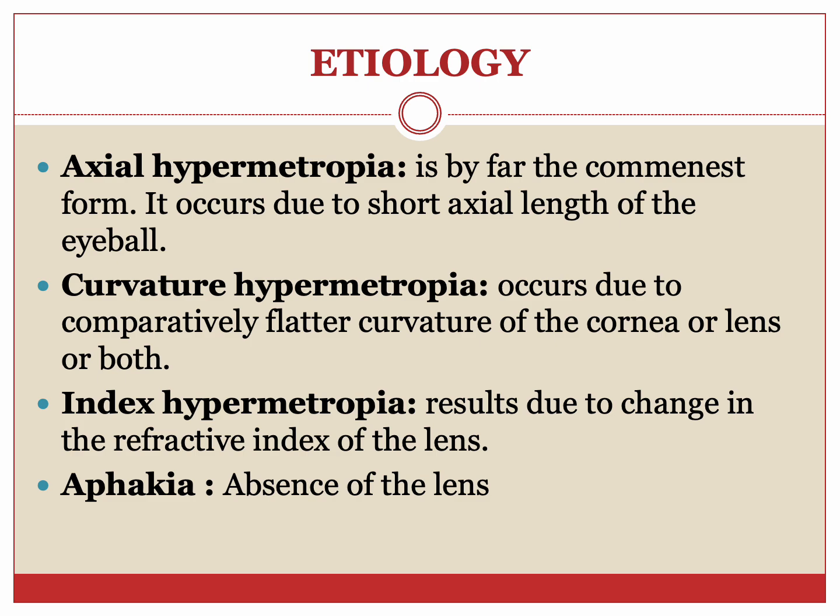In curvature hypermetropia, it occurs due to comparatively flatter curvature of the cornea or lens or both. In index hypermetropia, it results from a change in the refractive index of the lens, so it becomes less. So whatever was happening in myopic vision is exactly the opposite in hypermetropic vision. And there is another thing called aphakia. What is aphakia? It means there is absence of the lens. So if there is no lens, the rays coming from infinity won't get converged. They'll be converged a little bit later, so the image is formed after the retina.